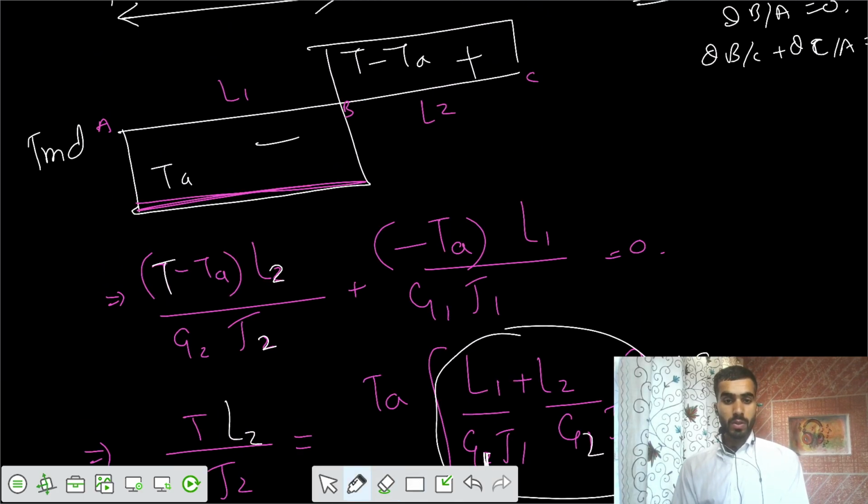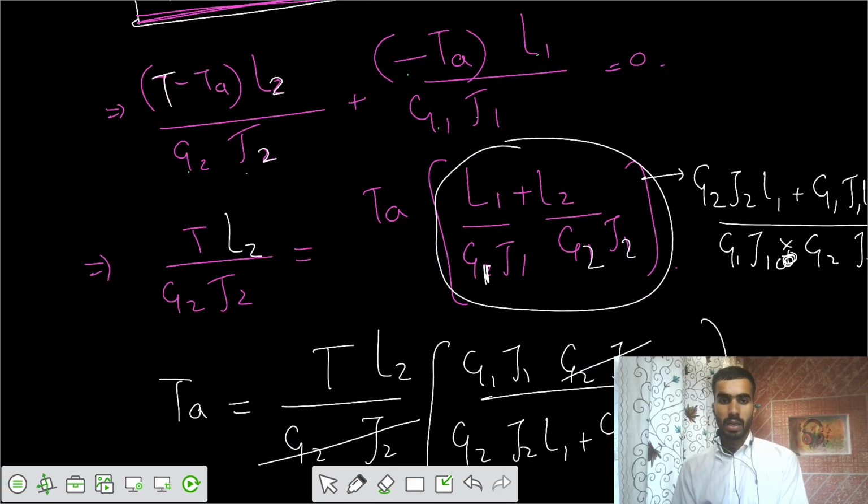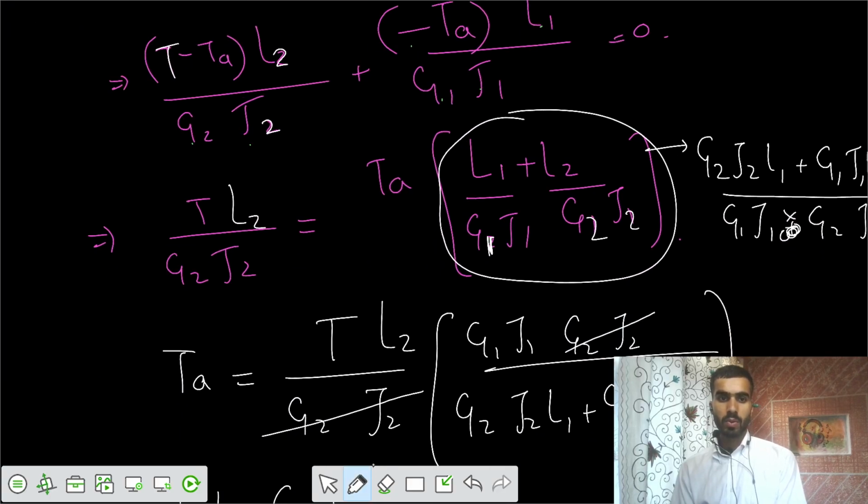The torque, this was your T minus TA for the length L2, G2, J2, and minus TA L1, G1, J1. Then after that you did T times L2, G2, J2. Then you have TA, with L1 by G1 J1, and similarly L2 by G2 J2.